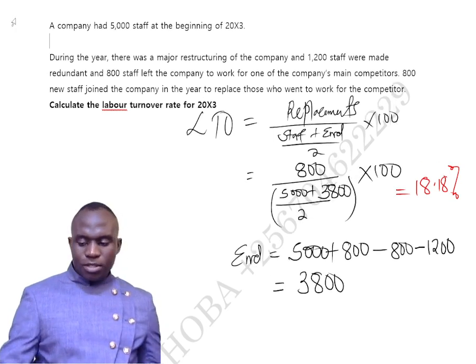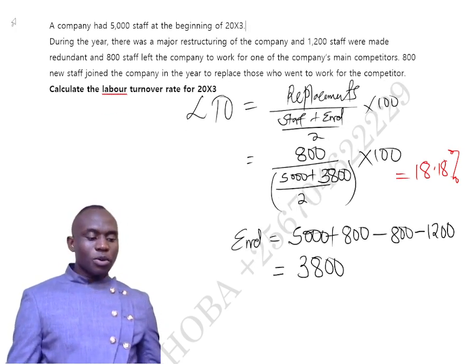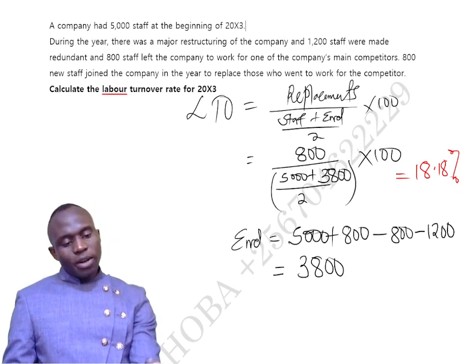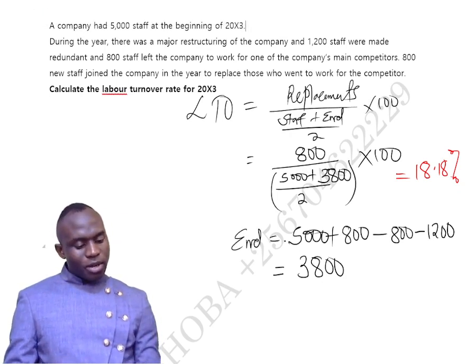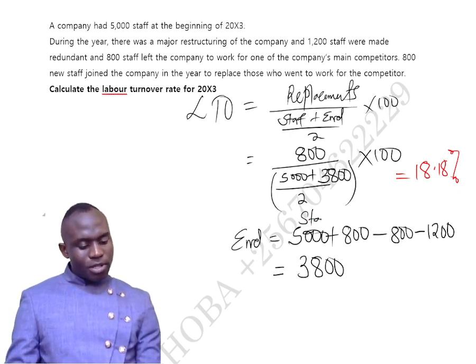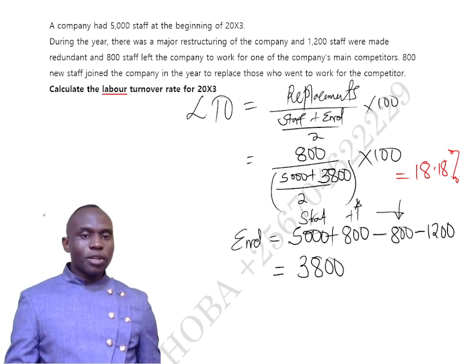So you can clearly see that in this question, the trick was they didn't give you people at the end of the year. And this is how we calculate people at the end. It is people at the start, then plus whatever increases, whatever reduces will be subtracted.